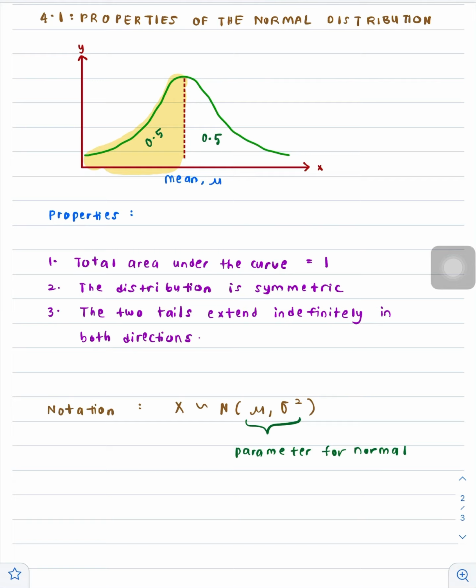So every time you are answering the question, always define your random variable x first, which is x is defined as what in that question, and then x follows normal distribution. Just write your average value and also your variance value from the question given. Okay, so that's all for the properties.